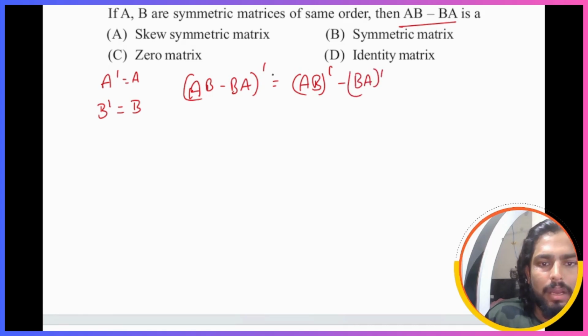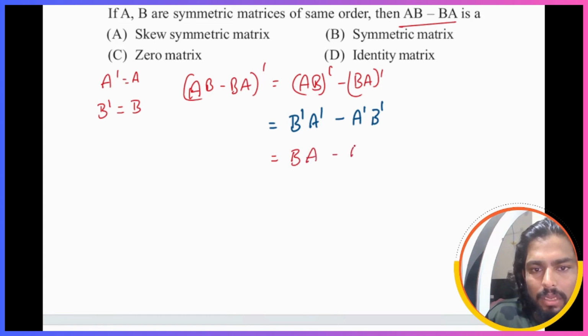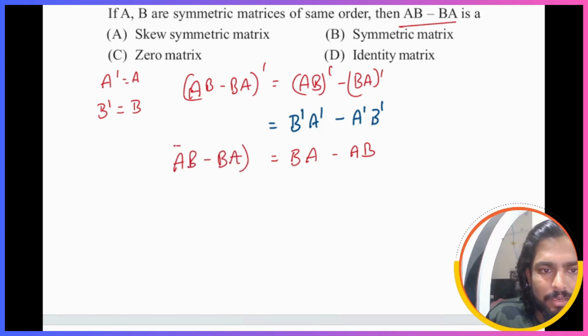Okay, next, AB the whole dash can be taken as B dash into A dash, B dash into A dash, minus the last one, second into first. So it becomes A dash into B dash. Okay, A dash into B dash. So they have given us conditions. What is that condition? A dash is equal to A and B dash is equal to B, right? So replace everything. So B dash is B and A dash is A, minus this becomes AB, right, children? So what did we get? So AB minus BA the whole dash is equal to this.